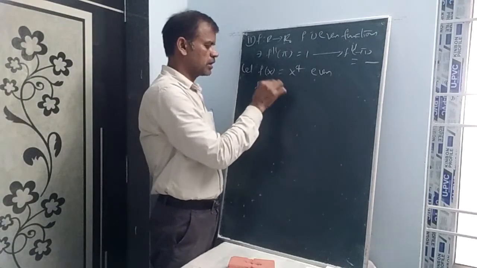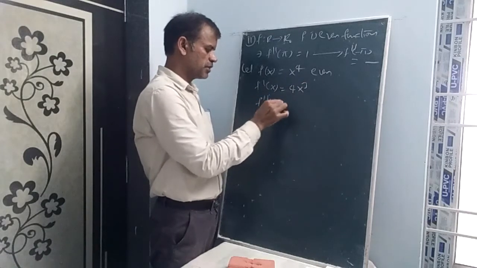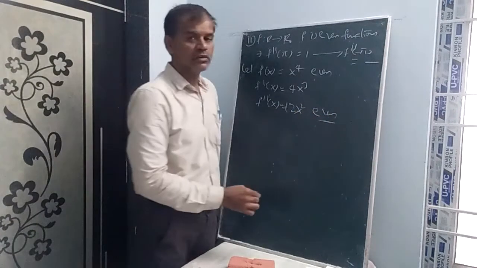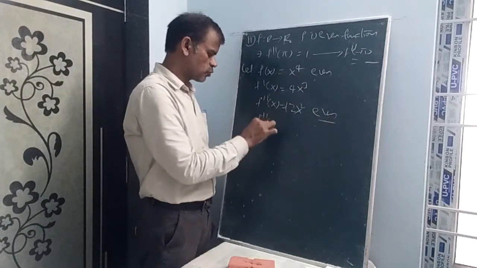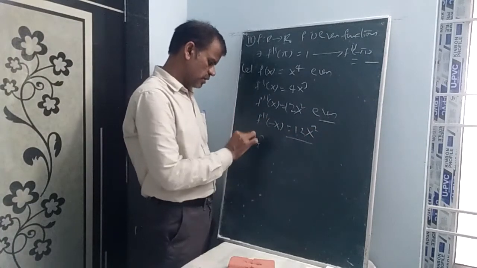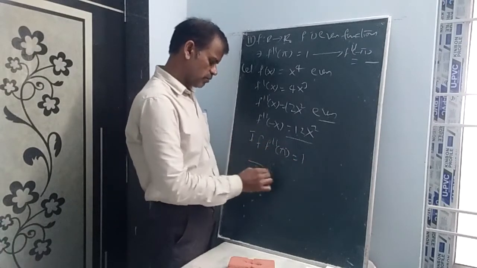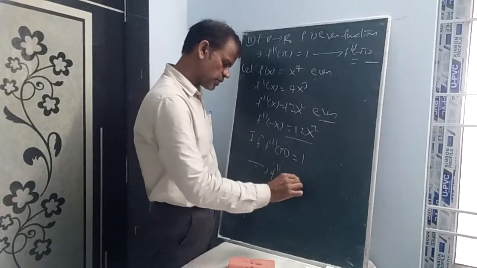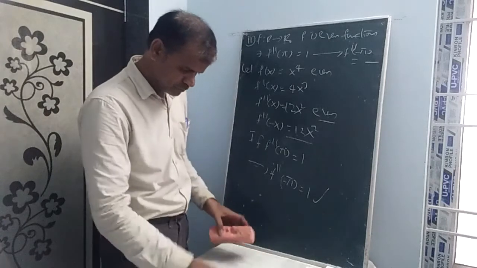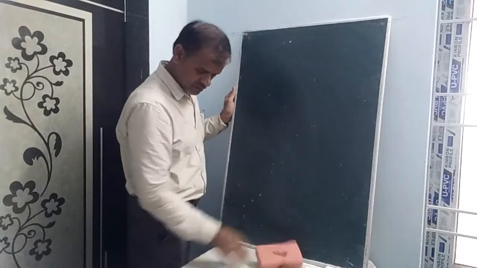Now f dash x you calculate. f dash x equal to 4x cube. Now f double dash x we need. f double dash x equal to 12x square. This is also even. So if you substitute minus x also, no problem. You will get the same answer 12x square. Therefore, if f double dash of pi is equal to 1, that implies f double dash of minus pi is also 1 because it is an even function. Now, third option. 11th question, third option. Let us discuss the 12th question.